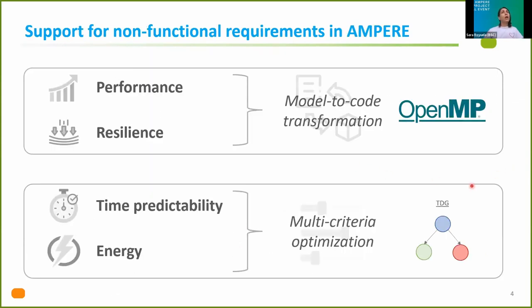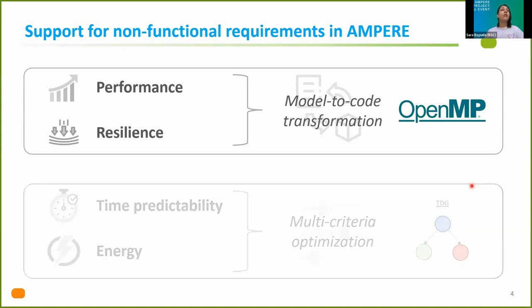So as we mentioned before, AMPERE is about fulfilling non-functional requirements in the complex system. And in particular in this section of the webinar, we are going to talk about performance, resilience, time predictability, and energy. I'm going to focus on the first two, performance and resilience, that are achieved in the project through model-to-code transformation, and in particular by using OpenMP. Then my colleagues will talk about time predictability and energy through a different pipeline, which is the multi-criteria optimization, which is based on this task dependency graph representation.